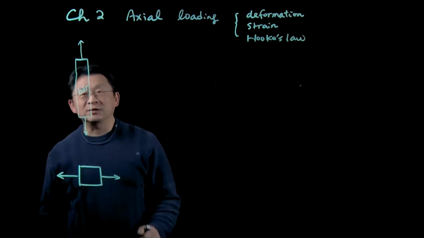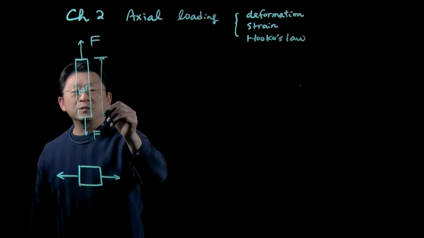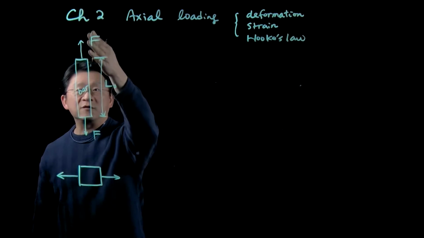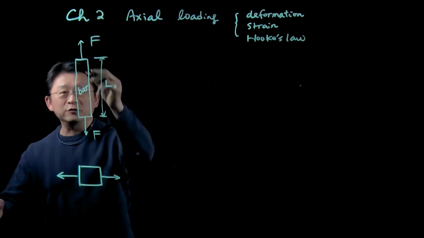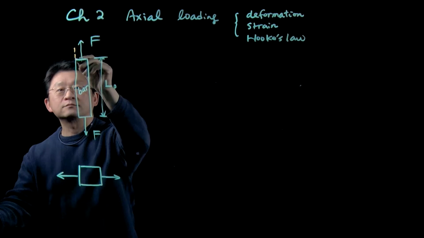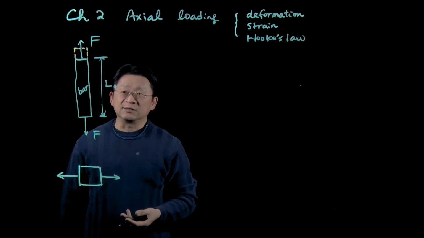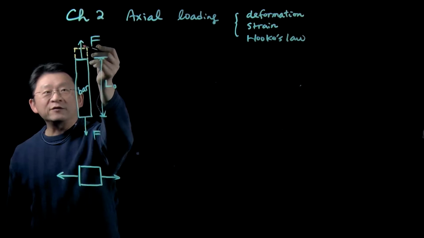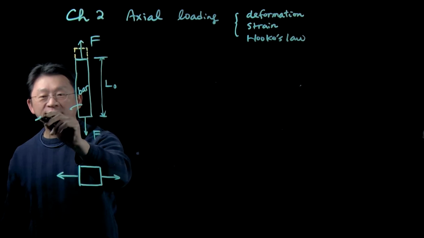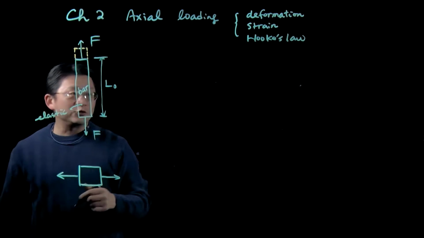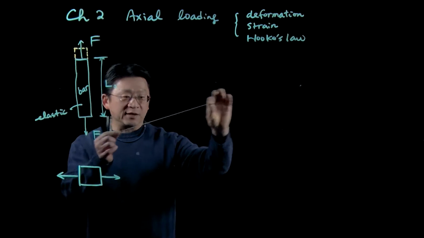So we start from this picture here. Let me say this is a loading F, and say the initial dimension in the direction of the loading is L0. After loading, we expect this material to deform by that much, and here I exaggerate the situation. After loading, this material will be deformed because it is an elastic material. Due to elasticity, the material will deform, just like a rubber band.